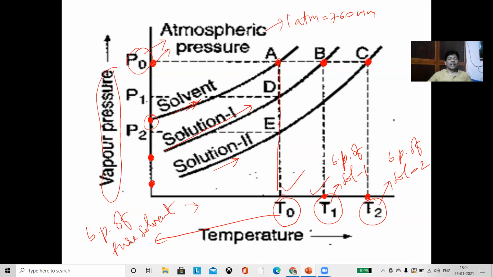Now to find the difference, take T1 minus T0. T1 minus T0 will give the elevation in boiling point. Similarly, T2 minus T0 also will give the elevation of boiling point. This way we have the elevation in boiling point of solution 1, of solution 2 and of the solvent. Whenever we increase temperature, the boiling temperature of the solution will be greater than the boiling temperature of the solvent.